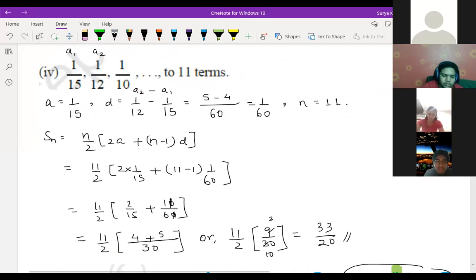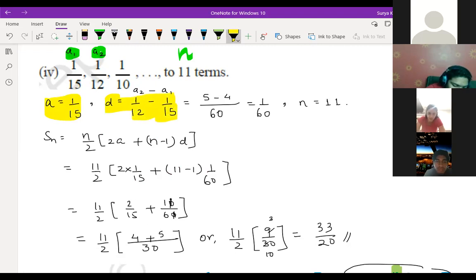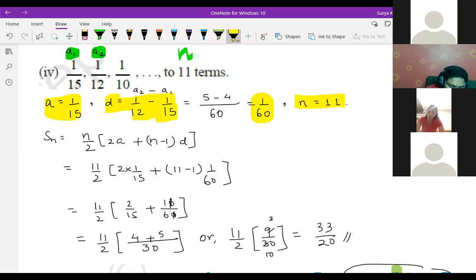So in this question, first term is 1 by 15. Second term is 1 by 12. And number of terms, n is 11. So a, you already know, difference you can find, that is a2 minus a1. That is 1 by 12 minus 1 by 15. You'll get 1 by 60. n is equal to 11. After this, you can put the value here, you'll get the answer.